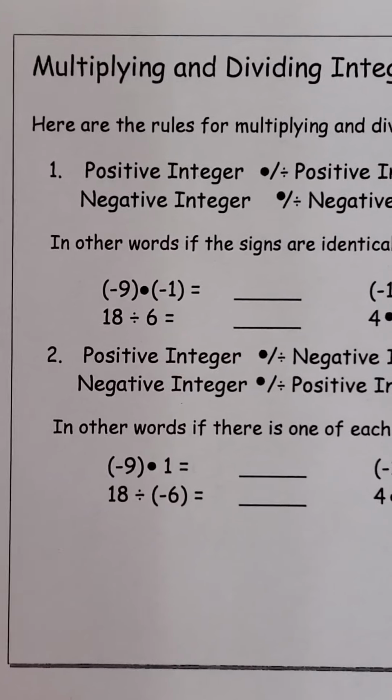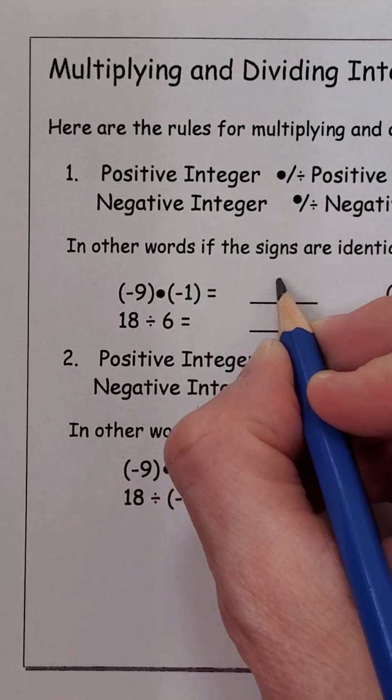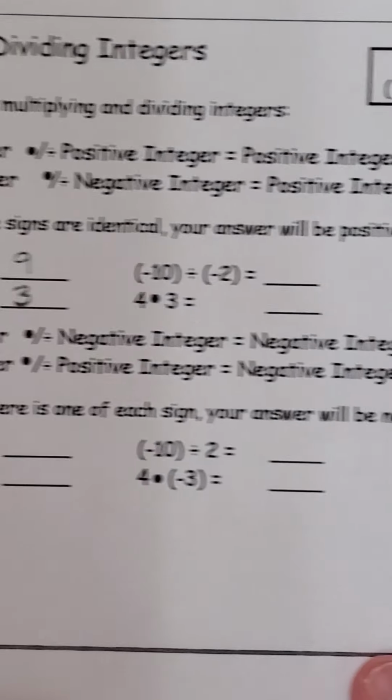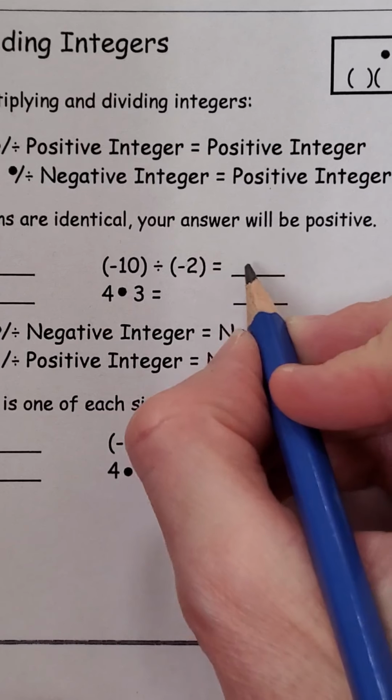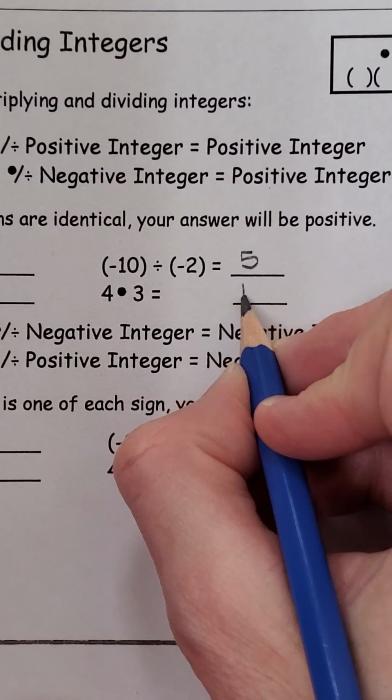So what we have to remember with this, as long as we know our multiplication tables, is that when you multiply two positive integers or two negative integers, you'll end up with a positive. So two of the same, you will have a positive. So -9 times -1 is 9. 18 divided by 6 is 3. -10 divided by -2 is 5. And 5 times 3 is 12.